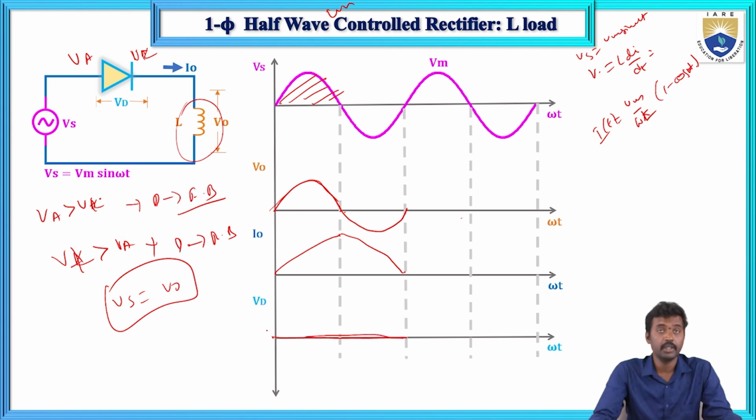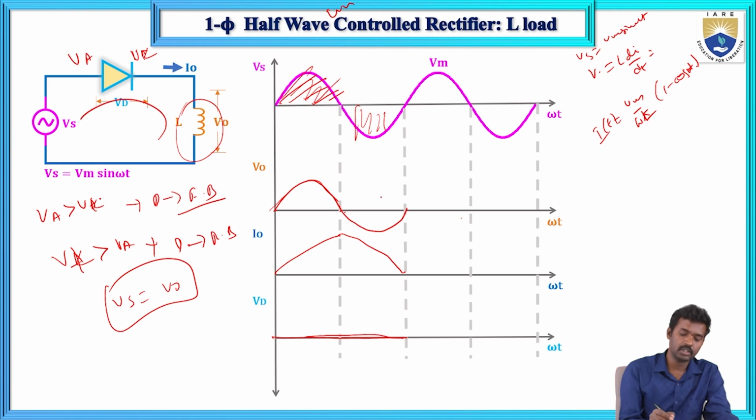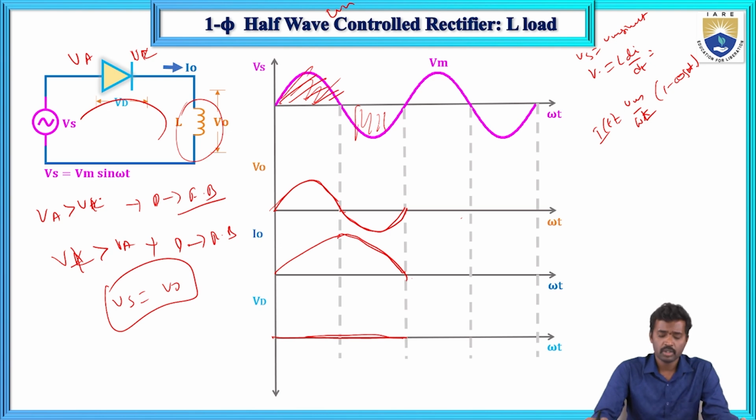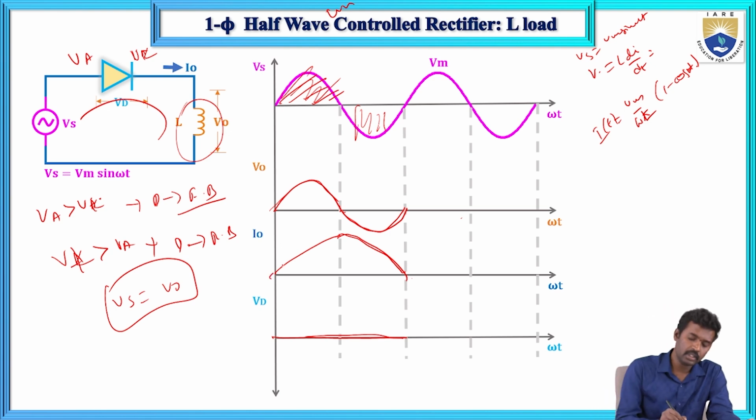In the reverse bias condition also the diode will conduct. So how will it conduct? We know very well about the inductor property: an inductor stores energy in the form of a magnetic field. During the positive half cycle it stores the energy, and during the negative half cycle it delivers the power from the load to the source. So the current decreases.